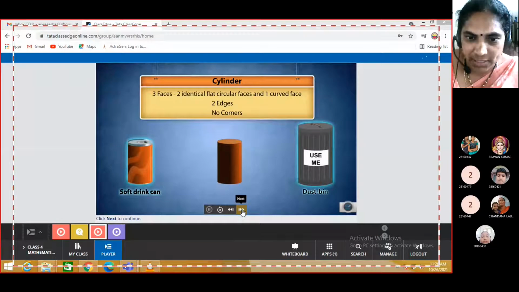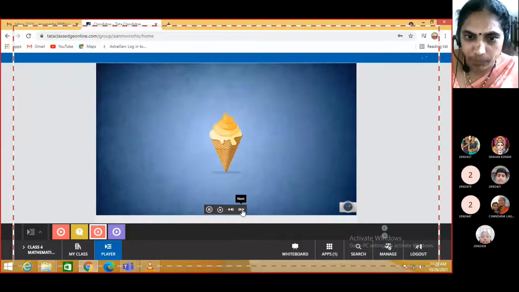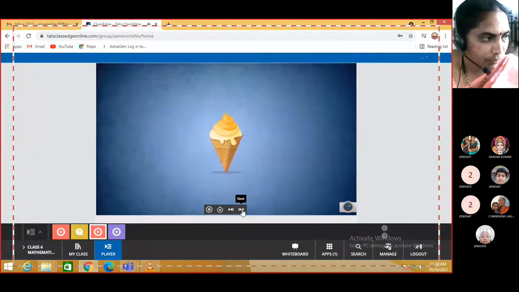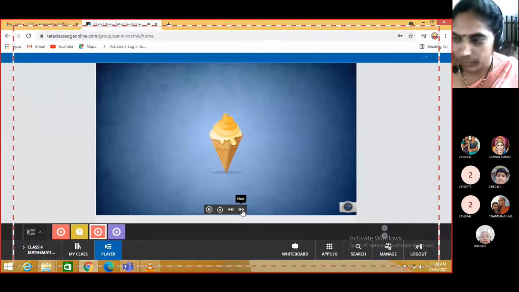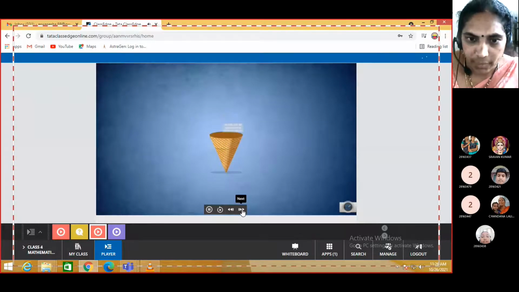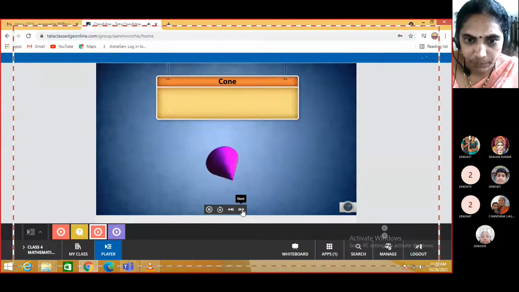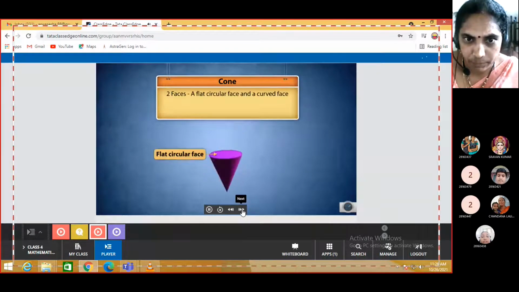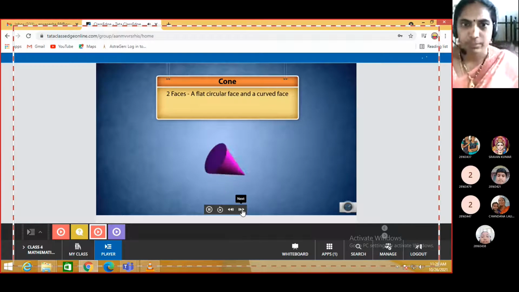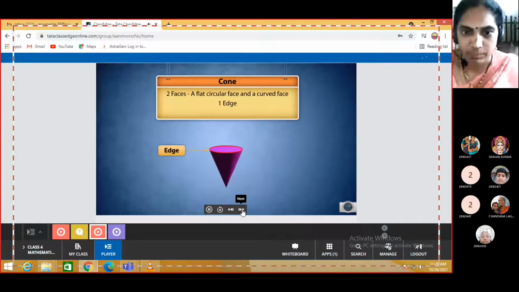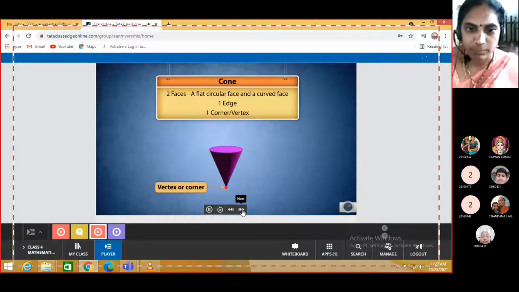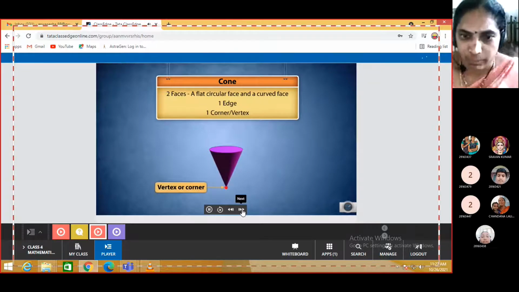Now, let us see a video related to this cone. I'm sure you all love ice cream cones. But have you ever wondered what its shape is? The shape of an ice cream cone is similar to a geometrical solid shape called cone. A cone has a flat circular face and a curved face. It has only one edge and one corner, which is also known as the vertex.